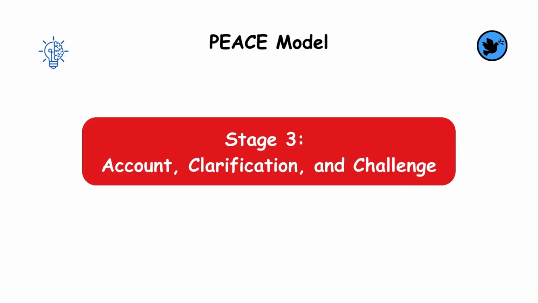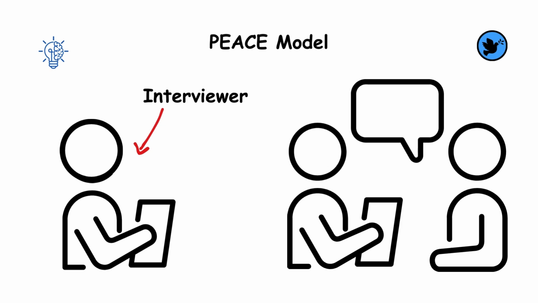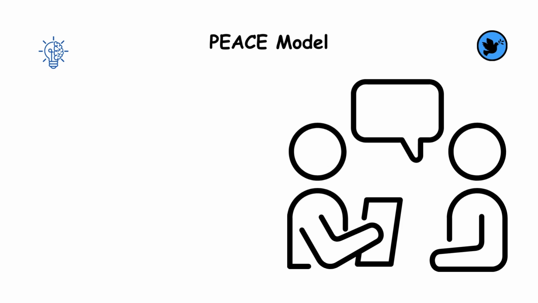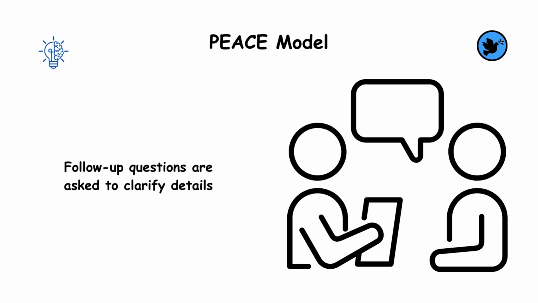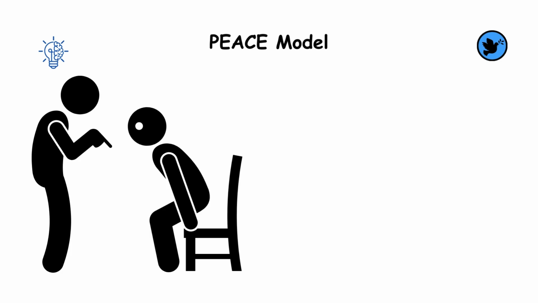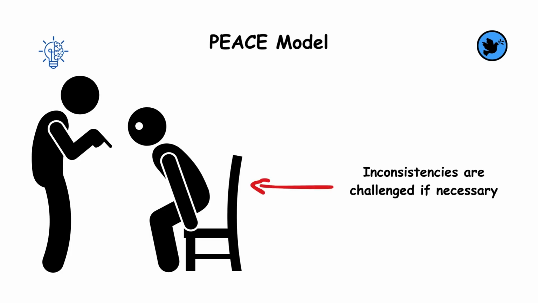Stage 3: Account, clarification, and challenge. The interviewer obtains a full account of events from the suspect without interruptions. Follow-up questions are asked to clarify details, and inconsistencies are challenged if necessary.